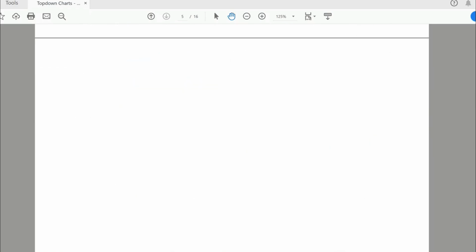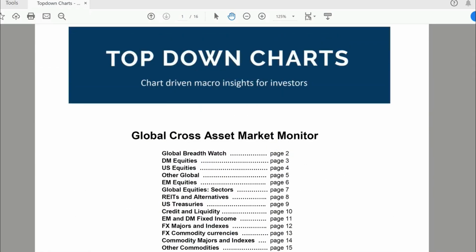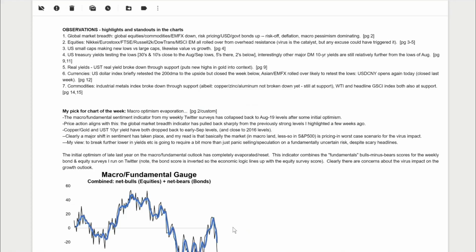So that's the PDF, and now it'd be a good idea to just go into the email. So again, as I mentioned before, you've got the observations, so the highlights. We've already gone through them, but I'll just quickly run through them. So global market breadth: equities, commodities, EMFX down, risk pricing, USD government bonds up. Basically your classic risk off, deflation, macro pessimism dominating kind of situation.